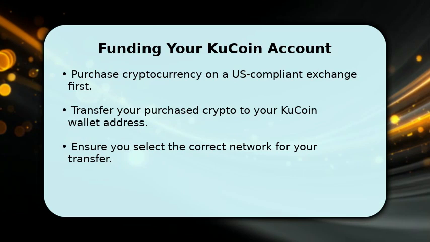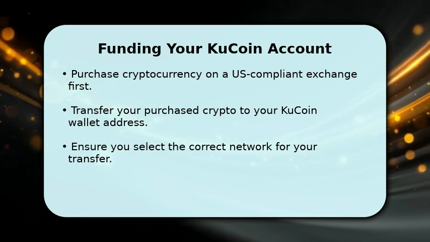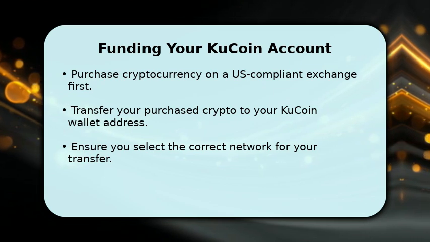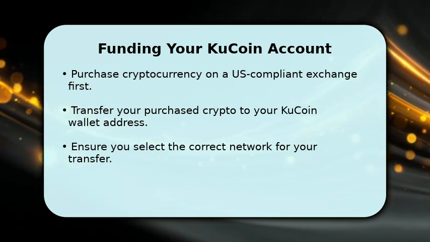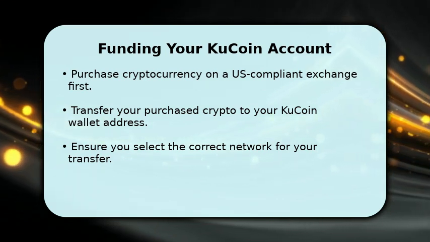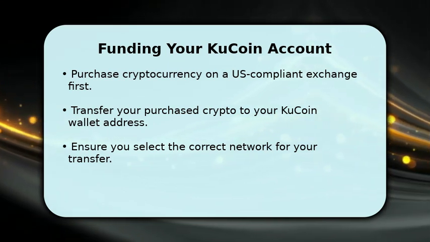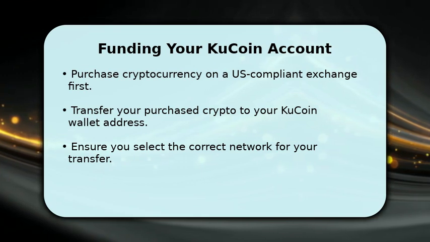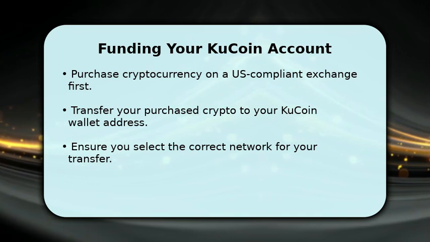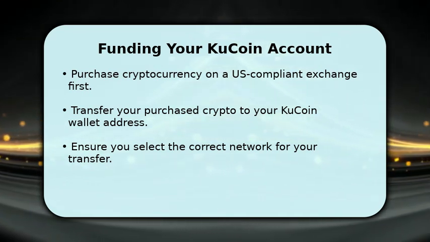Once your KuCoin account is ready, the next step is funding it. Begin by purchasing your desired cryptocurrency, such as Bitcoin or Ethereum, on a U.S.-compliant exchange like Coinbase or Kraken. After acquiring your crypto, transfer it to your unique KuCoin wallet address. It is absolutely vital to double-check that you select the correct network for your transfer to avoid losing funds. Consider sending a small test amount first to ensure everything works smoothly before larger transfers.